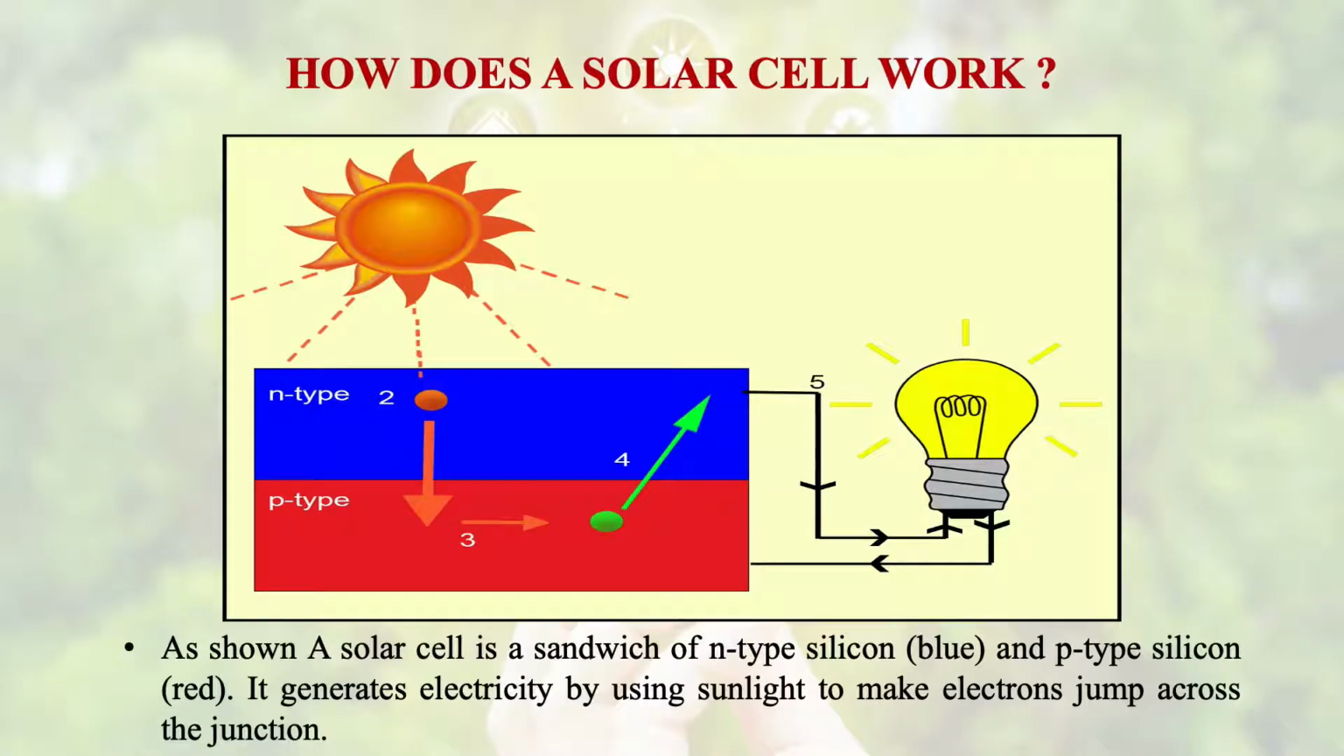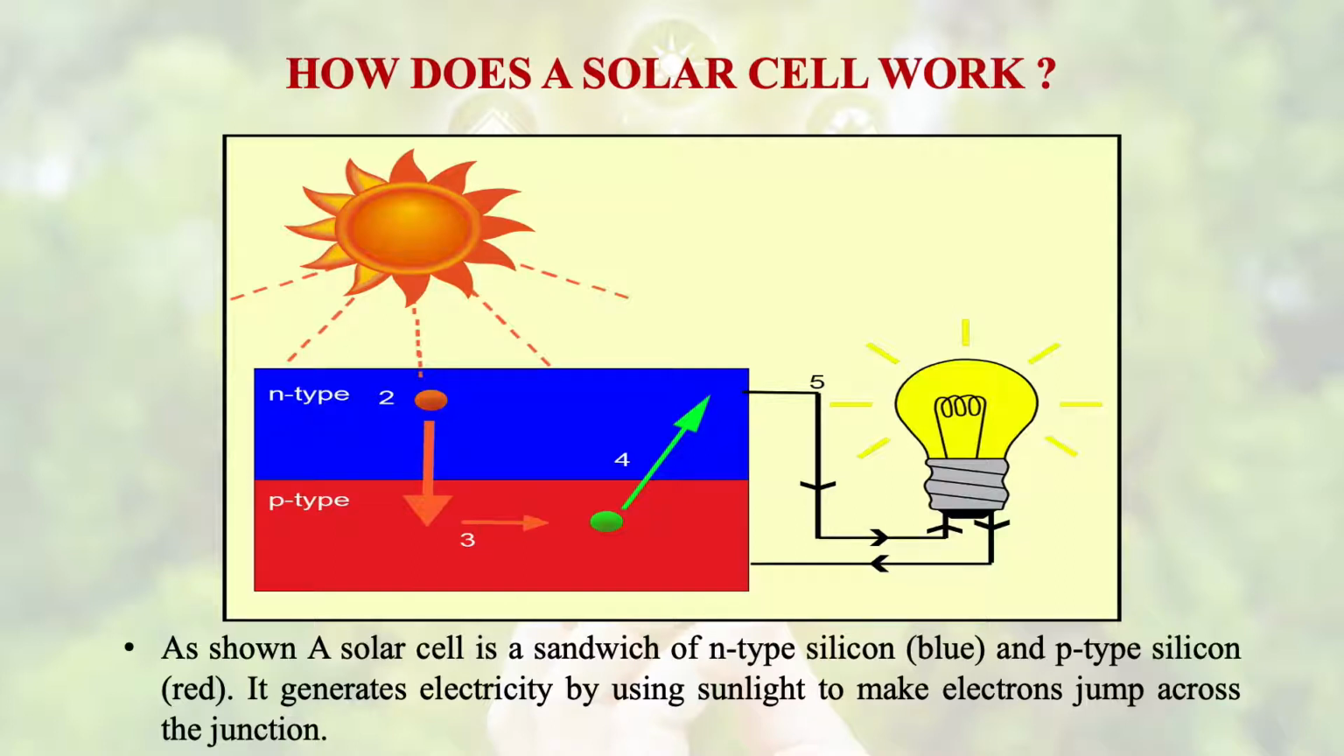So learners, how does a solar cell work? For this, you have to understand the concept of solar cell working. As shown in the figure, a solar cell is a sandwich of N-type silicon, which is shown here in blue, and P-type silicon, which is shown in the figure as red. And it generates electricity by using sunlight to make electrons jump across the junction.